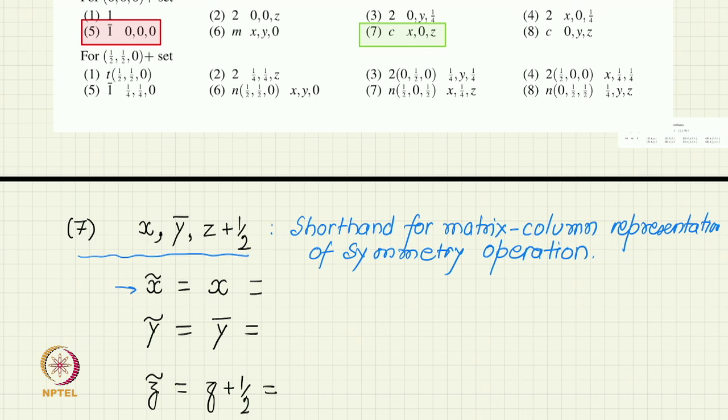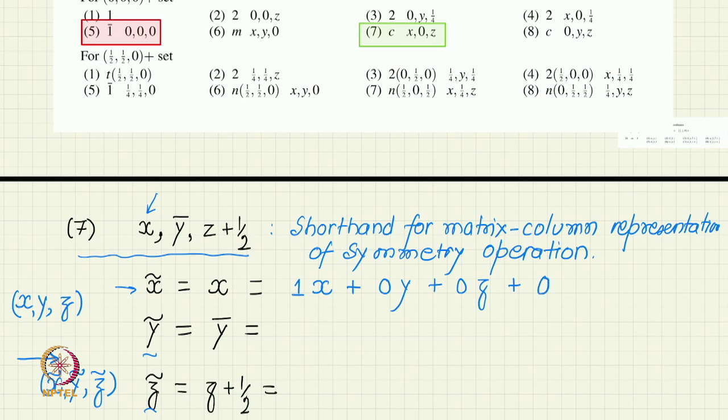So, x tilde, y tilde and z tilde. So, x, y, z is being mapped by the symmetry operation to x tilde, y tilde and z tilde. If that is true, then x tilde is the first component of the coordinate triplet, and that is equal to x, and I can write this in the expanded form as 1 x plus 0 y plus 0 z plus 0, where the last 0 is the translation component.